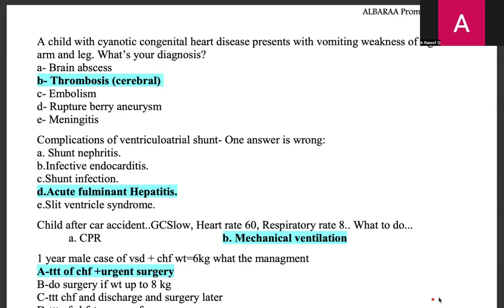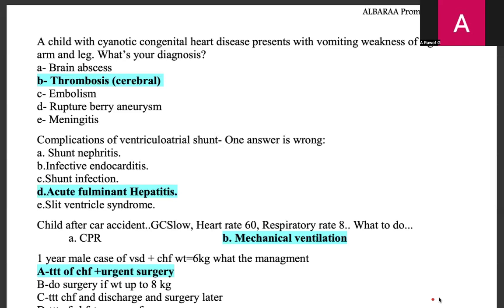Left ventricular hypertrophy occurs in all except TGA. TGA will have right ventricular hypertrophy. So, the conditions which will have right ventricular hypertrophy are transposition of great arteries and tetralogy of Fallot. Okay, child with cyanotic congenital heart disease presents with vomiting, weakness, what is your diagnosis? Thrombosis. This is cerebral thrombosis.